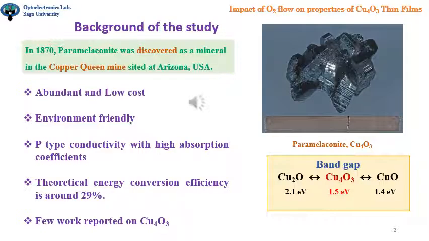Background of my study. Paramelaconite was discovered in 1870 in the Copper Queen Mine at Arizona, USA. This material is very interesting, abundant, low cost, and eco-friendly. It has p-type conductivity with a high absorption coefficient. Theoretical energy conversion efficiency is around 29%.